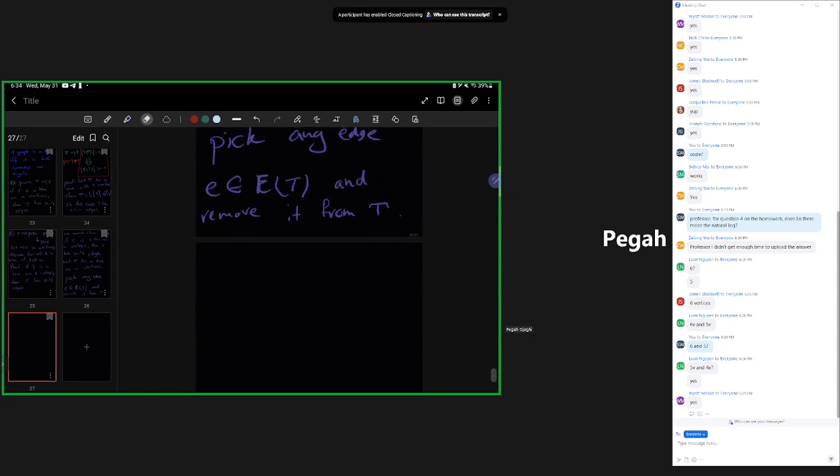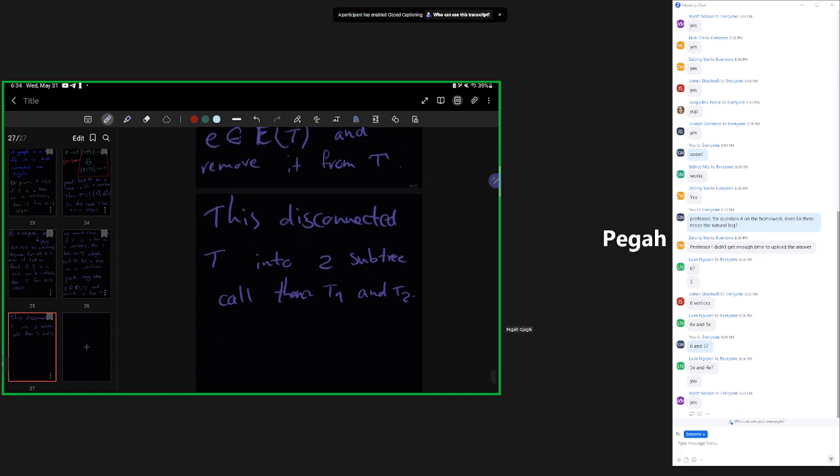If you remove one of them, you already know the tree is a connected graph. If I remove one of the edges, for sure this is going to be disconnected. This splits the connected tree T into two subtrees. Let's call them T1 and T2. Why? Because there is no cycle, and if you remove one edge, it becomes two different subtrees, which don't have cycles either.